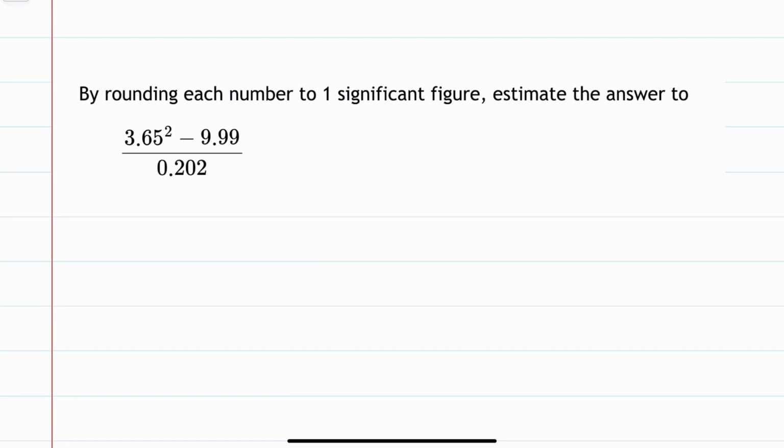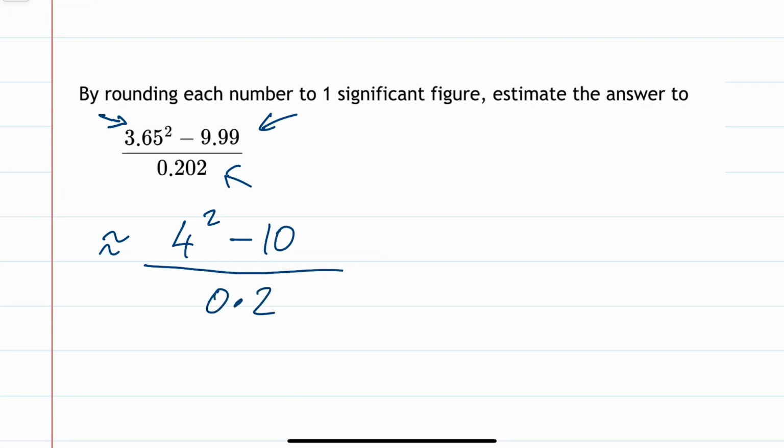0.202. Now the first thing, and it tells you what to do in this question, is round each number to 1 sig fig. So first of all, the 3.65, that becomes 4, so it's 4 squared. The 9.99, the 1 sig fig, that will round to be 10. And the bottom line, the 0.202 just becomes 0.2. So we're going to sort this out and see what we get.